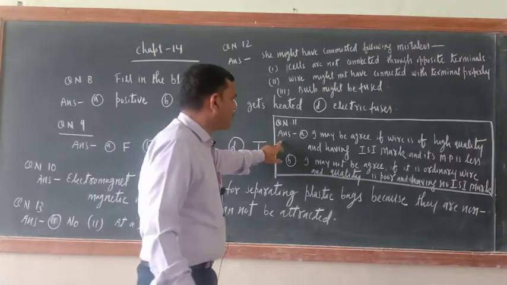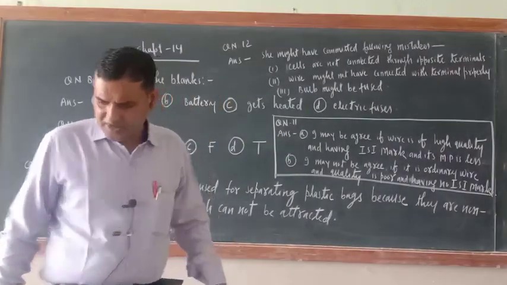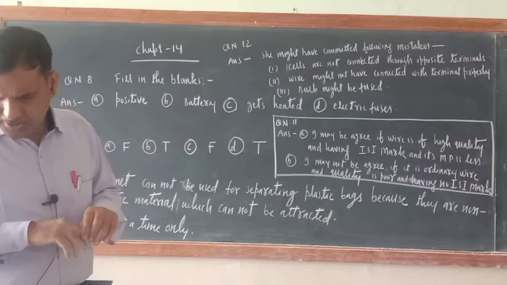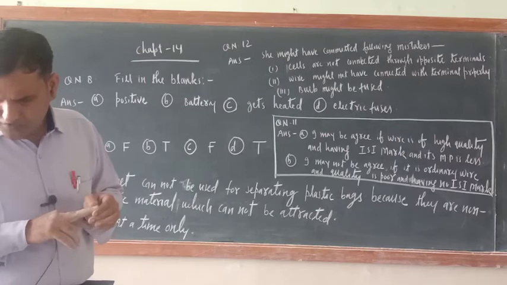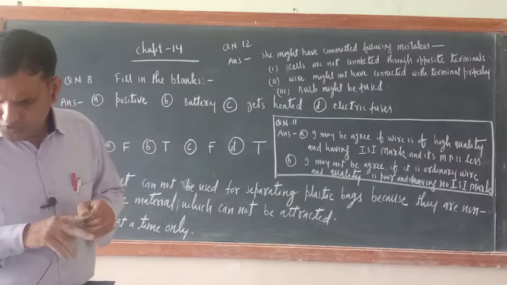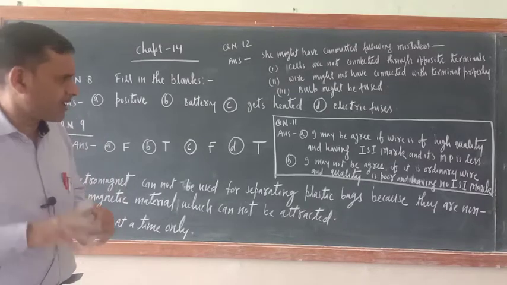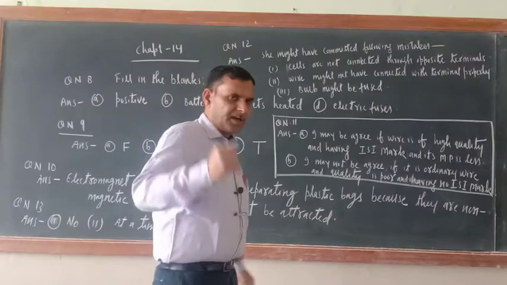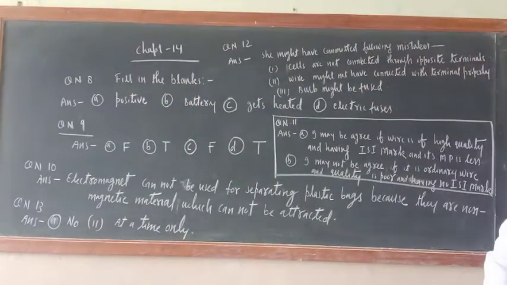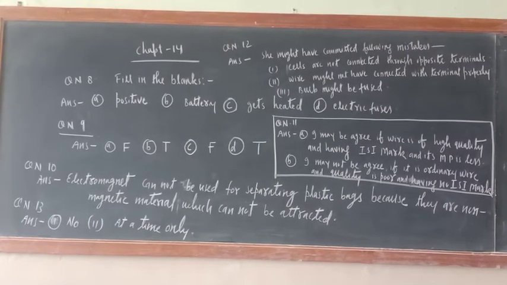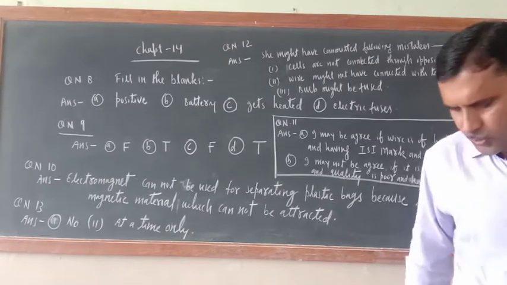Question number 11 I wrote here. An electrician is carrying out some repairs in your house. He wants to replace a fuse by a piece of wire. Would you agree? Give reason for your response. Just try to understand. Now one electrician has come to your home and there is a problem in the electric fuse, and he is replacing your electric fuse with an ordinary wire. So would you agree or not?